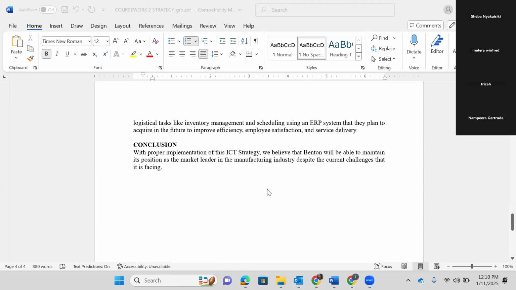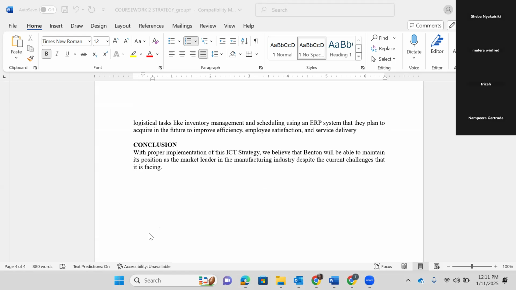In our conclusion, we said that with proper implementation of this strategy, we believe Benton will be able to maintain its position as a market leader in the manufacturing industry, despite the current challenges it is facing. So if I may conclude, we basically looked at the strategies that Benton is looking at, and that is where we based ourselves to come up with this ICT strategy that we have just presented to the class.